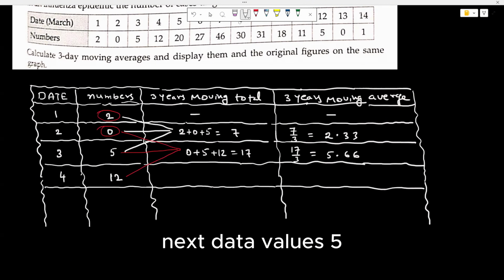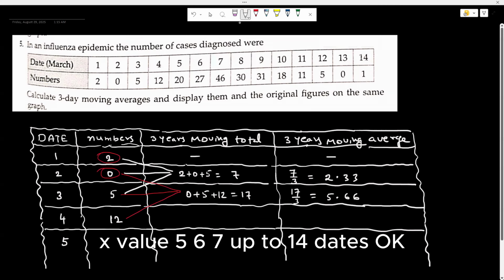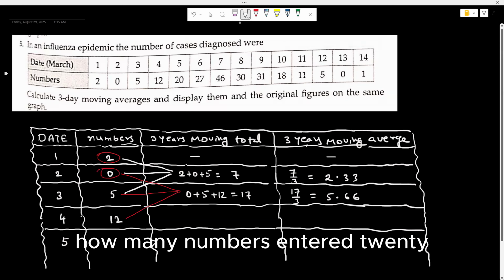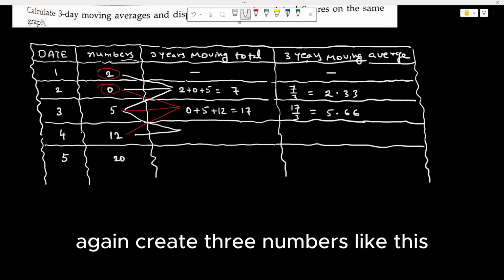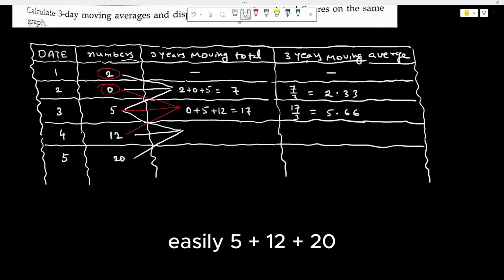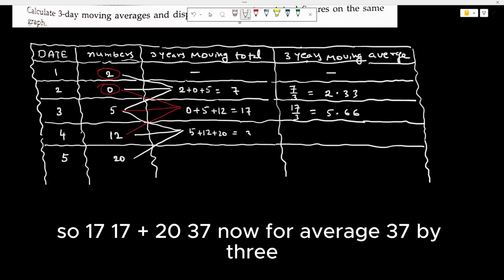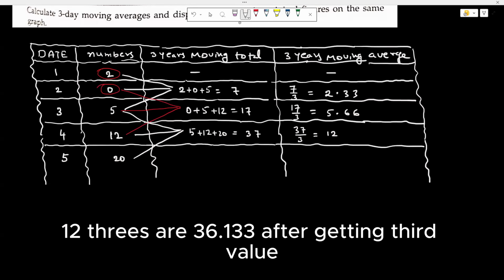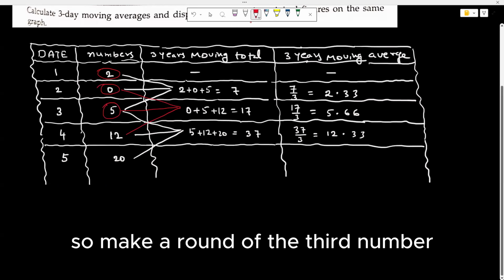Next data values: 5, 6, 7, up to 14 dates. What is the value for date 5? It is 20. Again, create 3 numbers like this. These marking arrows will help you calculate easily. 5 plus 12 plus 20: 17 plus 20 is 37. Now for the average, 37 by 3 is 12.33. After getting the third value, make a round of the third number.